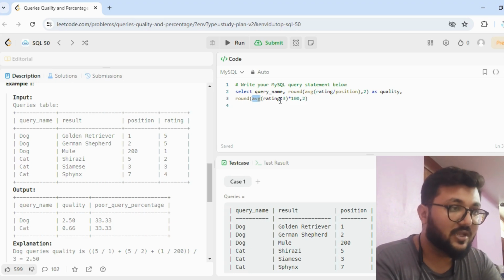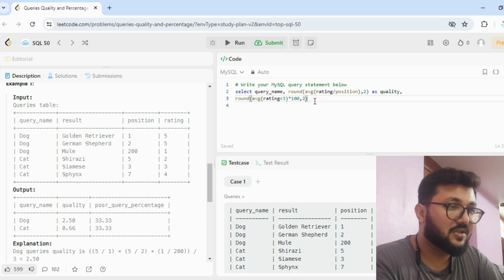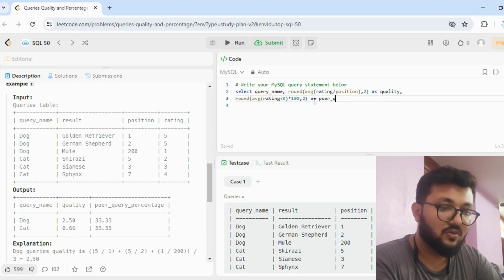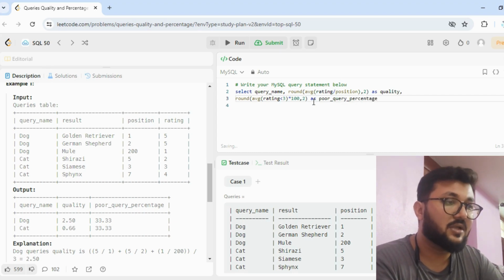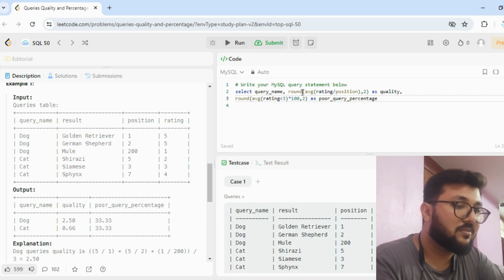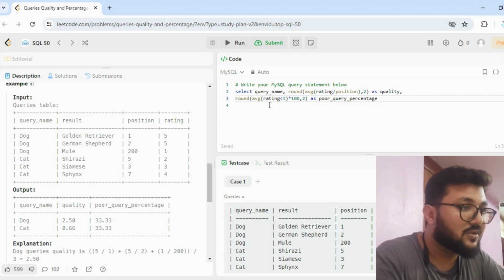Okay, so in short I have done the average part. This one will be taken as poor query percentage. Okay, done. So my 3 columns are already done.